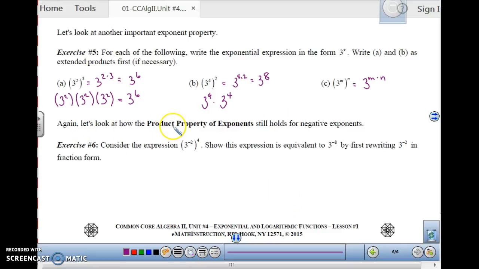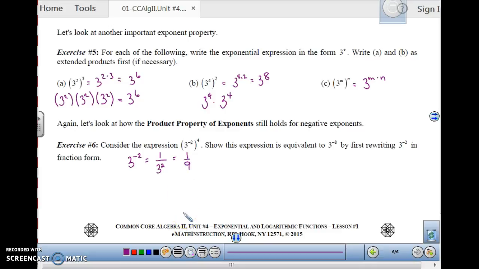Let's look at the product property of exponents with negative exponents. Consider the expression 3 to the negative 2 to the 4th. Show this expression is equivalent to 3 to the negative 8th by first rewriting 3 to the negative 2 in fraction form. Okay, so 3 to the negative 2, what is that equal to in fraction form? Well, it's equal to 1 over 3 squared. And that's equal to 1/9 if you want to work that out.